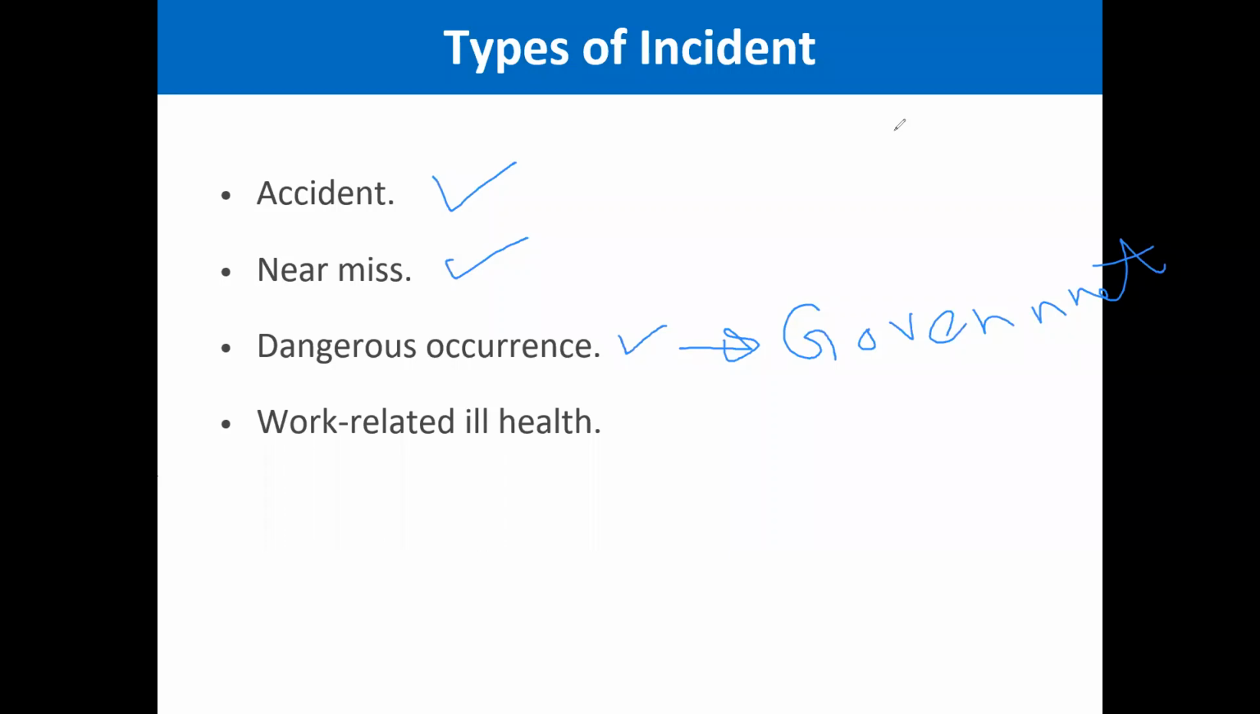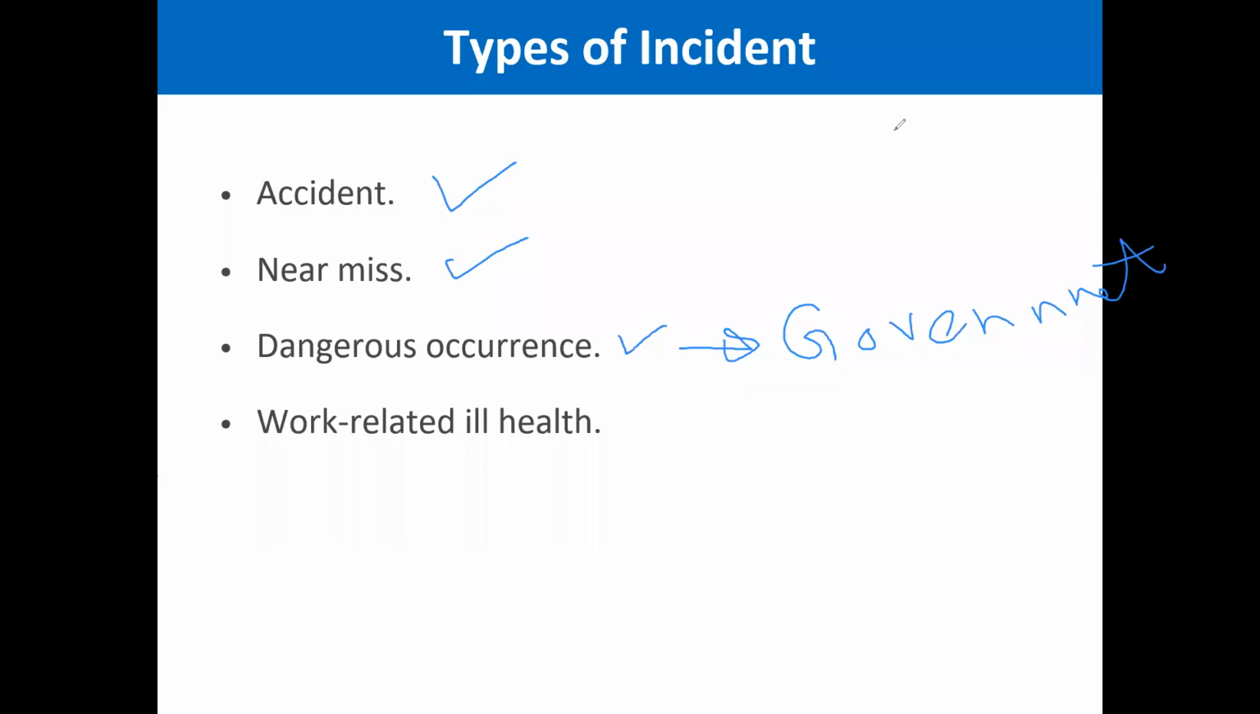If you don't report it to the government, then you will be in non-compliance with the law. So dangerous occurrences are those incidents which must be reported to the government, and they are defined. For example, fire. Every fire has to be reported to the legal authorities. Okay, a gas leakage.